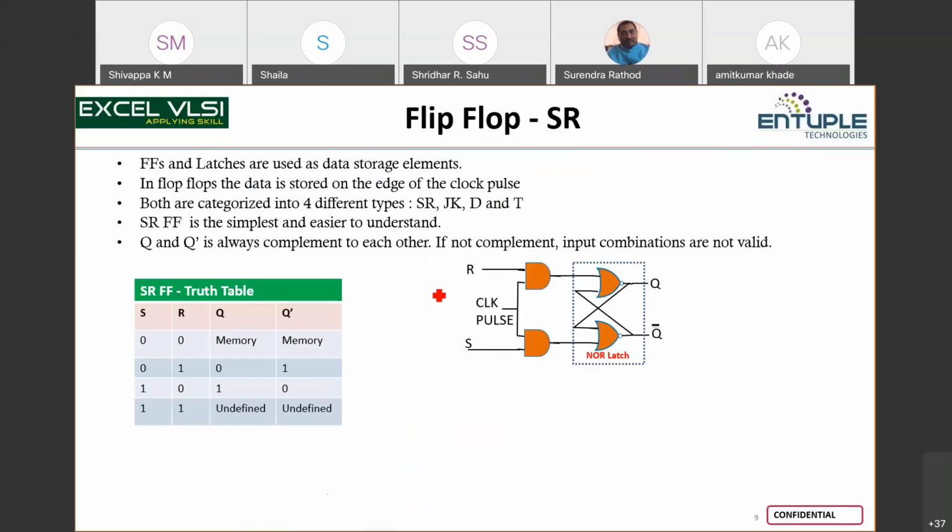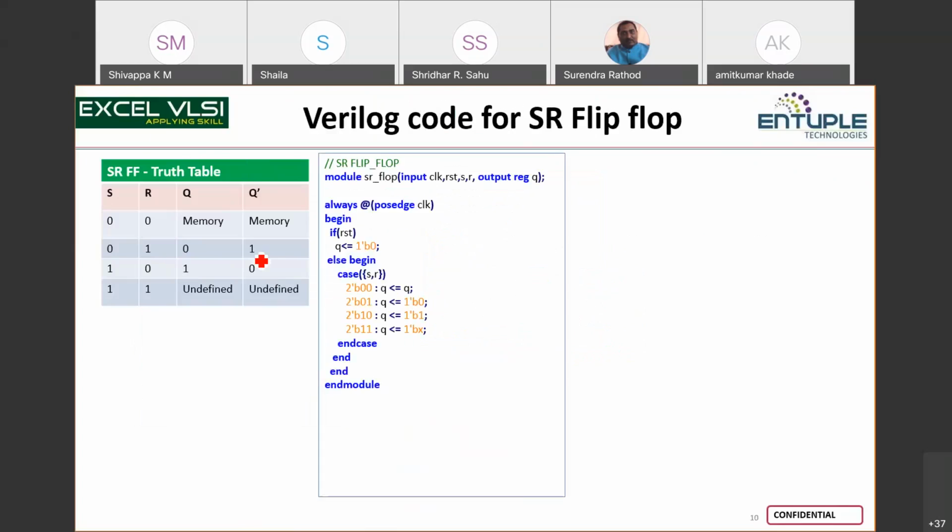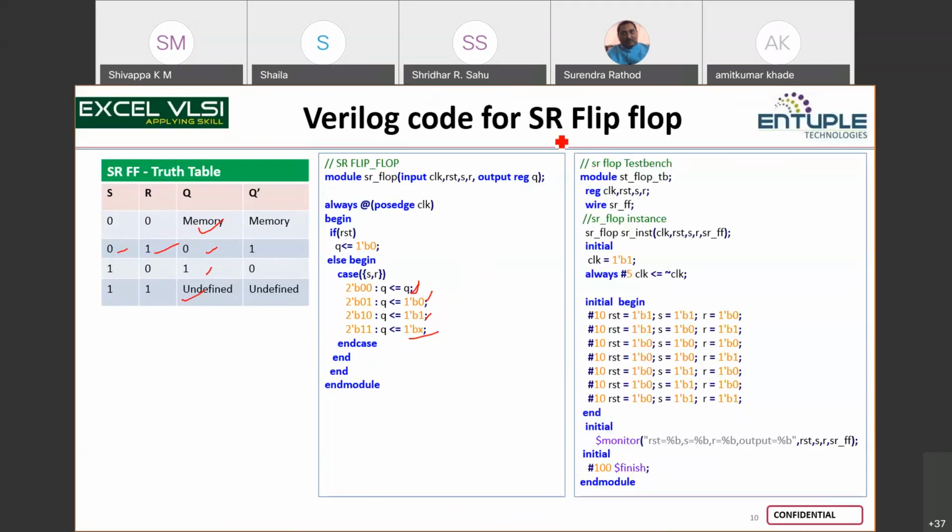Similarly, you go through this, right, and then based on the truth table, you write this. You write as per this truth table 00, 01, 10, 11. So here memory, previous value, whatever is there, it will be there. When this is 01, case 0, this case is this one. Now 11 is undefined.